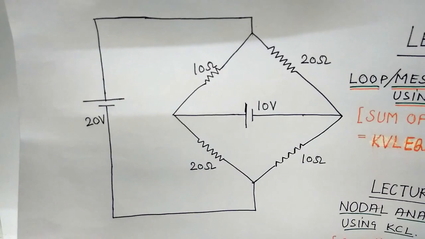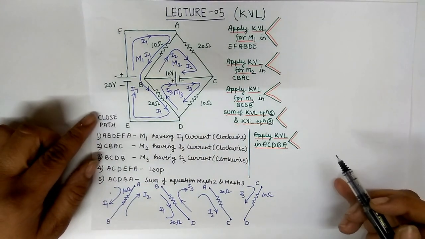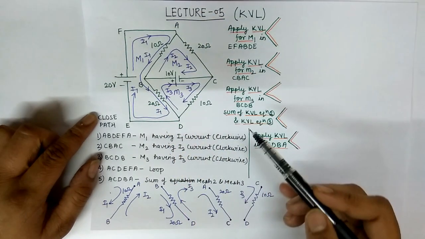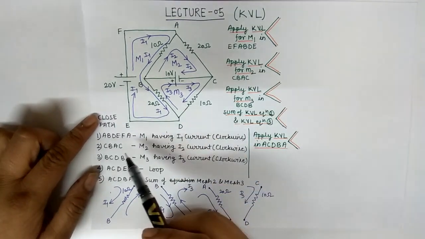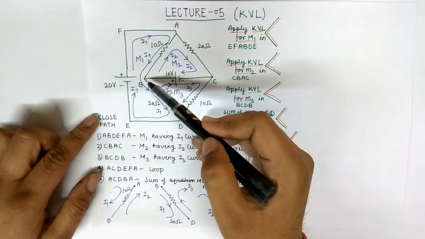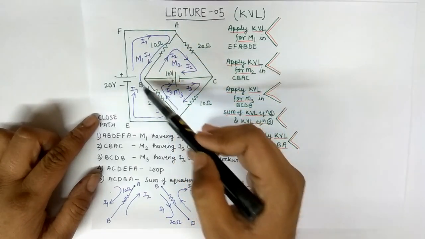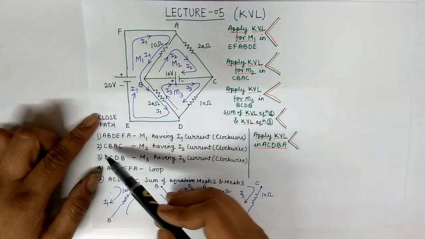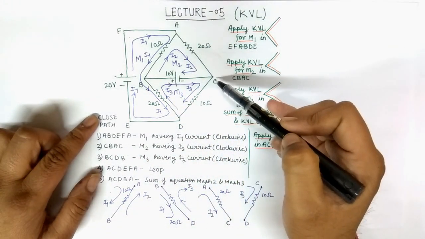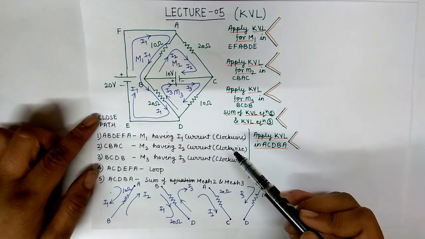So we solve this question further. In the circuit, first of all, we mark nodes A, B, C, D, E, F and define closed paths. Here, this is a closed path for M1: A, B, D, E, F, A. Here we assume current clockwise. In mesh number 2, CBAC, we assume current I2 anticlockwise.